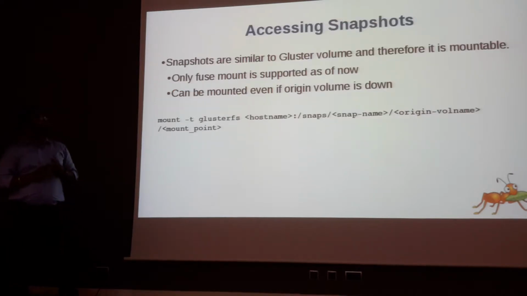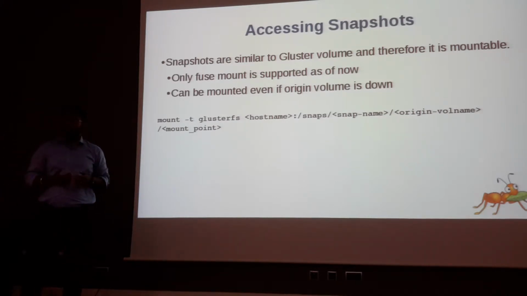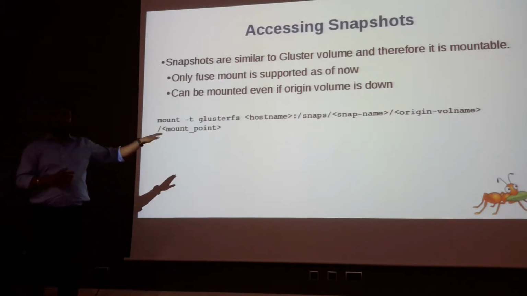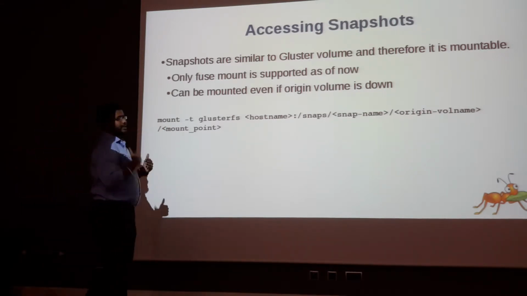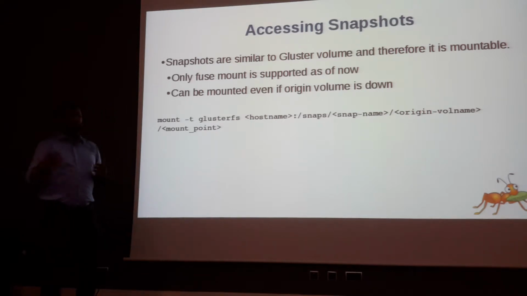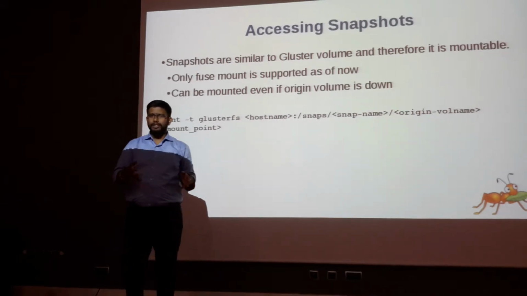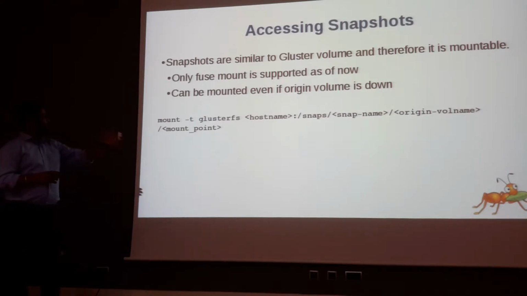Now we have created snapshots. How can we access them? There are two ways. As I said, a snapshot is nothing but a copy of your volume, so you can directly mount it using the native fuse mount command. It has a slightly different syntax, because you need to tell it that you are mounting a snapshot. You give the hostname, followed by snaps, then the snap name you are mounting, and then the original volume for it. Once you set that, you can mount it.